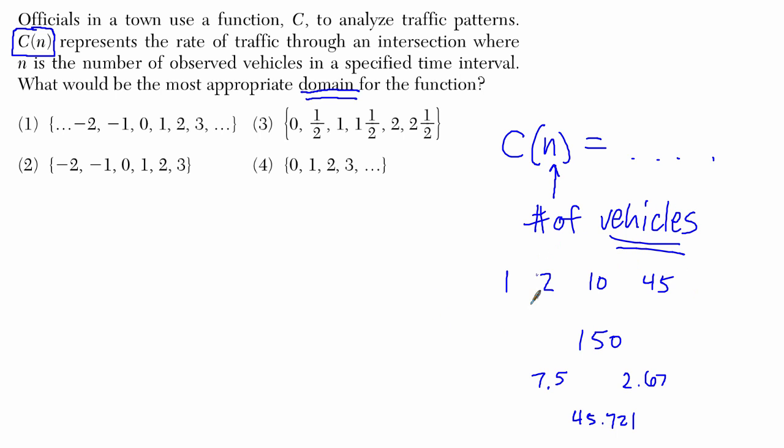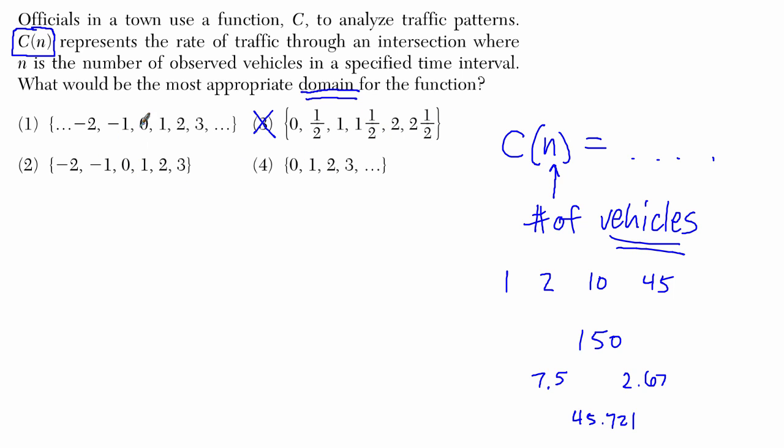So we know that we're dealing with whole numbers here. If we look at our answer choices, we can eliminate answer choice 3 because we know we can't have half of a vehicle, half of a car. That doesn't make any sense. 1.5 cars? That doesn't make any sense. So we can eliminate the one with half.